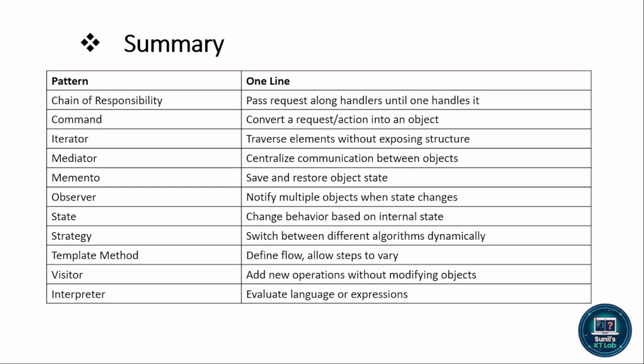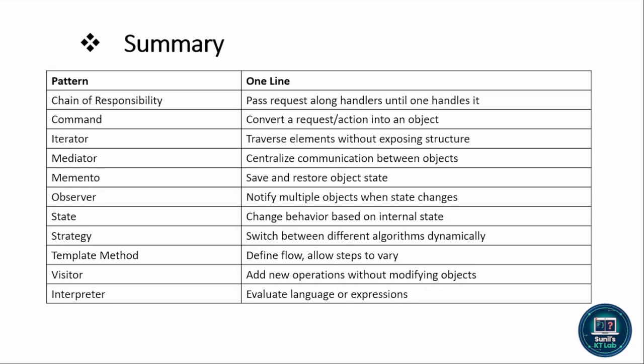Tenth one, visitor: add new operation without modifying object. It is very similar to the open-closed principle, where it is open for extension and closed for modification. We have seen in the liquor and necessity items implemented with different taxes. So we have created a separate class for the taxing.